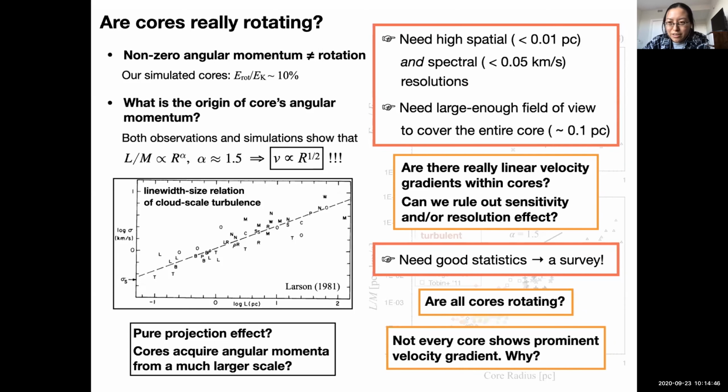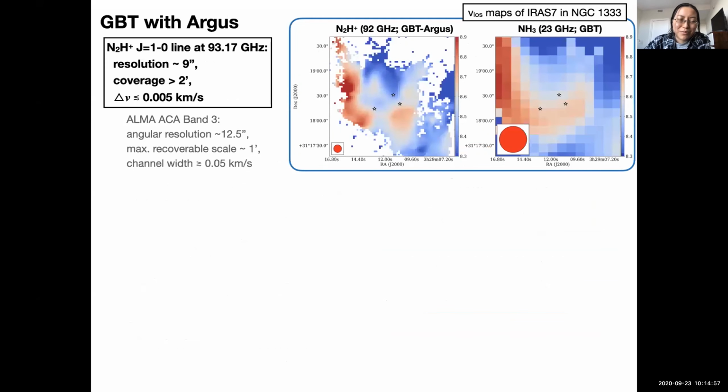So after yesterday's talk, I know all these specs sound pretty familiar, because that's GBT with Argus. So here I show some specs with Argus. For a typical dense gas tracer, N2H+ 1-0 line at 93 GHz, the resolution is 9 arcsecond, the coverage is larger than 2 arcminute, and the channel width can be super fine. And just to compare, the ALMA ACA band 3 for N2H+ has similar angular resolution, much less recoverable scale, and a much worse channel width.